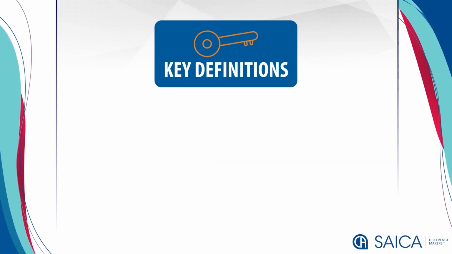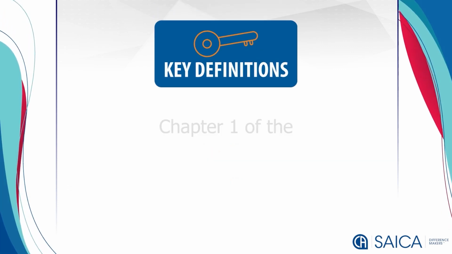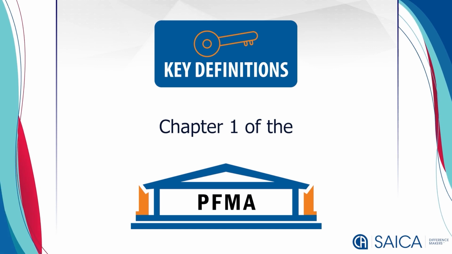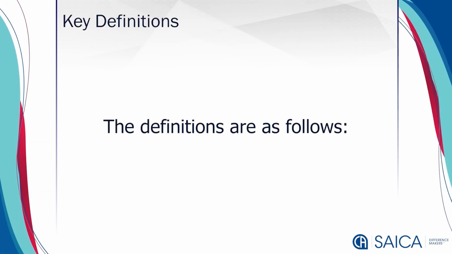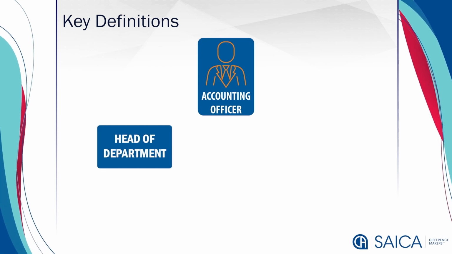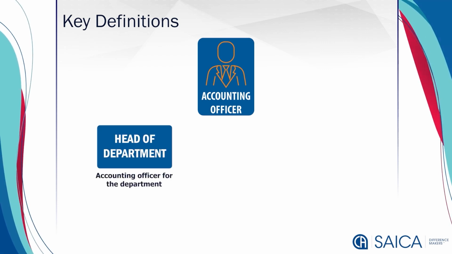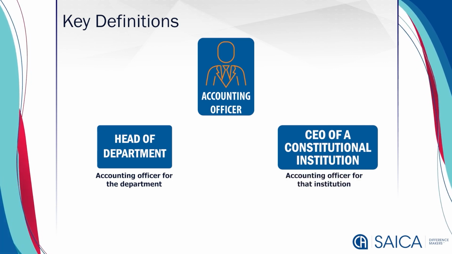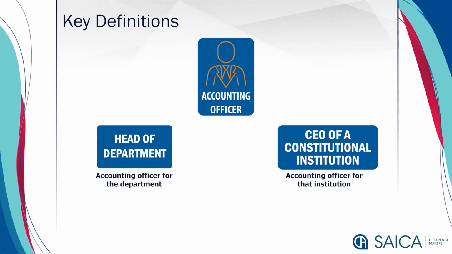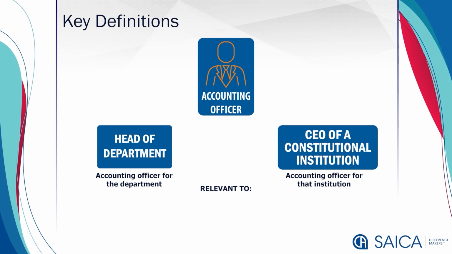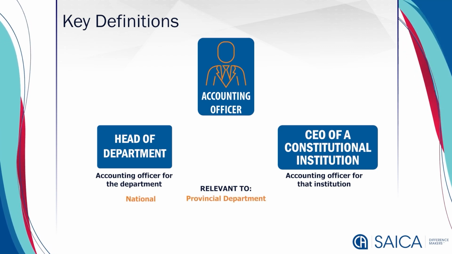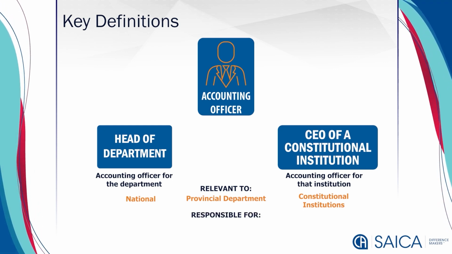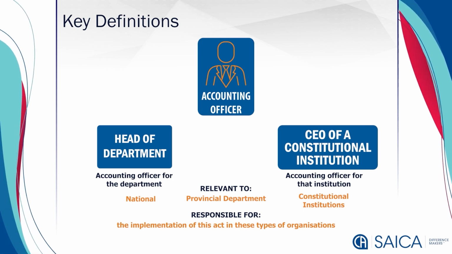The key definitions that are relevant to the PFMA can be obtained from Chapter 1 of the PFMA. However, this video will take you through the more frequently used definitions. The definitions are as follows. Accounting Officer. The head of a department must be the accounting officer for the department, and the chief executive officer of a constitutional institution must be the accounting officer for that institution. In other words, the term accounting officer would be relevant in the context of this Act to both national and provincial departments as well as constitutional institutions. The accounting officer is mainly responsible for the implementation of this Act in these types of organizations.